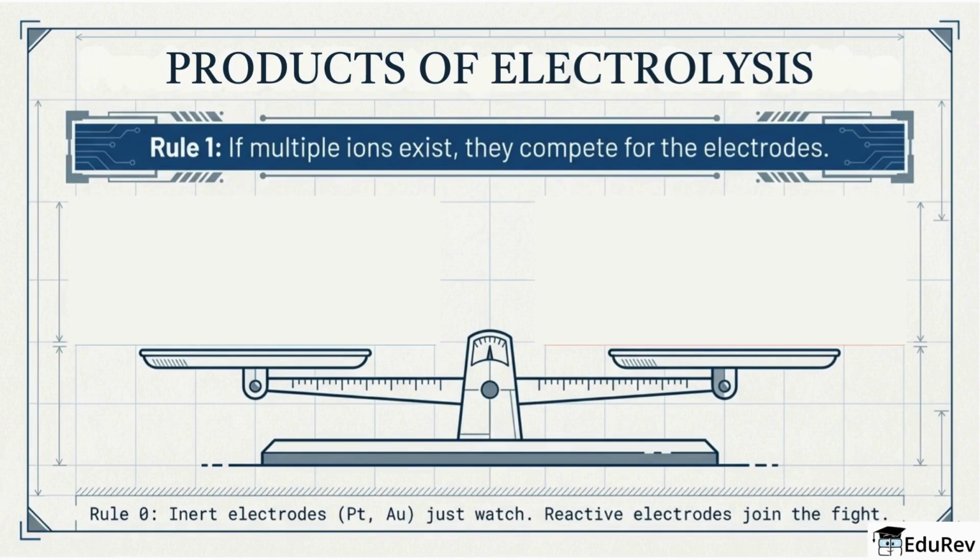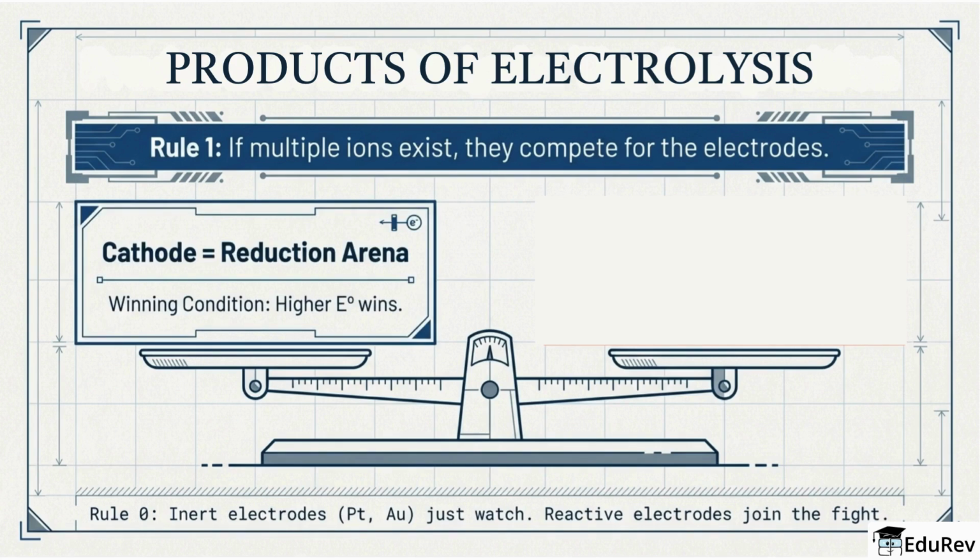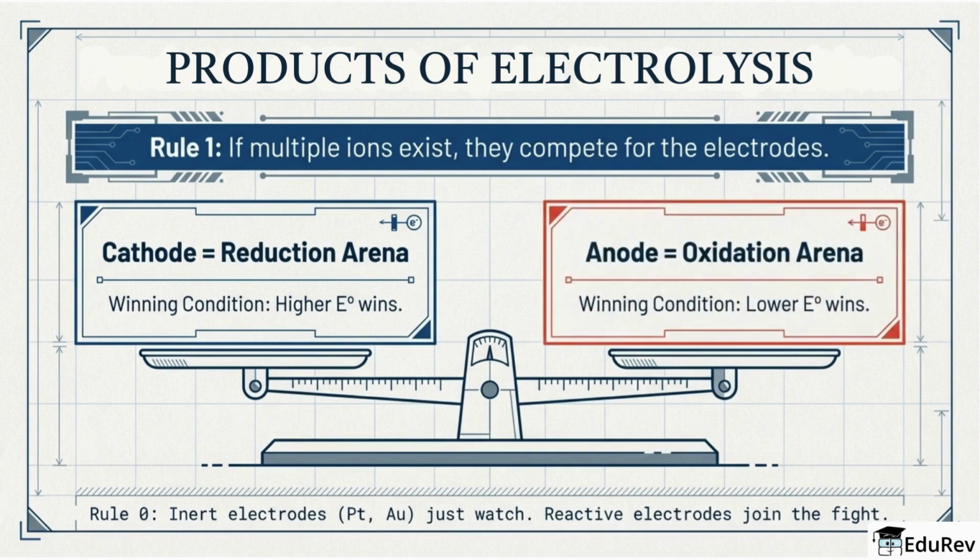When more than one ion is present, they compete for the electrodes. At the cathode, reduction takes place and the species with the higher reduction tendency wins. At the anode, oxidation takes place and the species with the lower oxidation resistance wins. Inert electrodes like platinum and gold only provide a surface. They do not take part in the reaction. Reactive electrodes, on the other hand, can themselves enter the chemistry. This competition logic is what decides the actual product, not just the written ions in the solution.